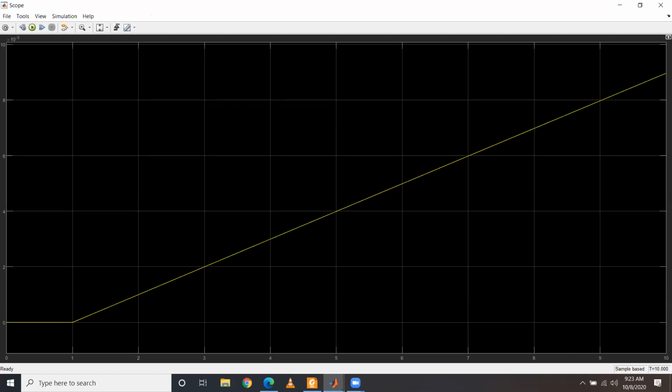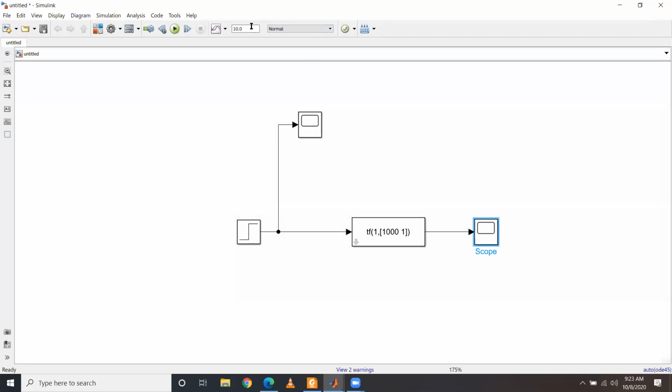So the x-axis is really small. If you take a look, it has run for only 10 seconds, right? Yes, sir. That means it has not had enough time to reach the final value of the step, which is 1. So how can you change the runtime in Simulink? At the top, you just type it manually.